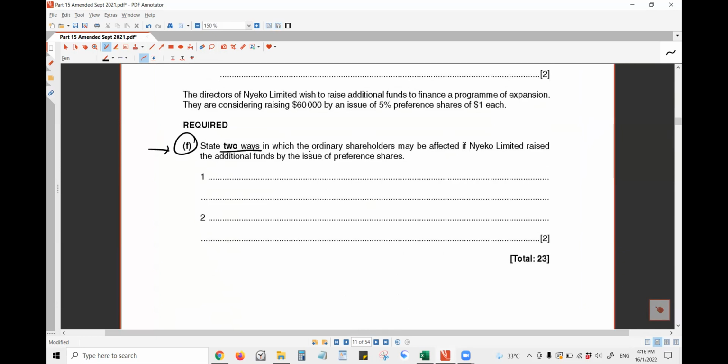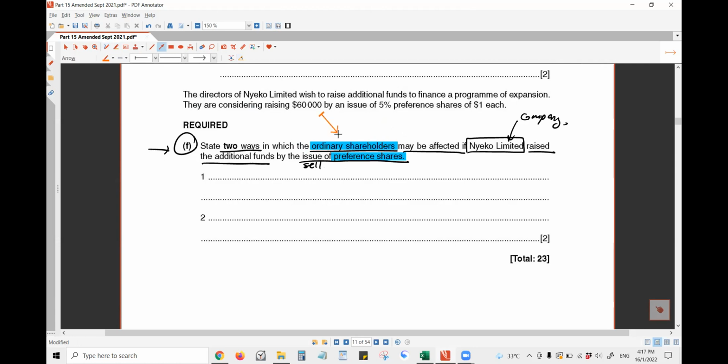State two ways in which the ordinary shareholders may be affected if NECO Limited raises additional funds by the issuing of preference shares. Whenever you see the word limited, it indicates that it's a company. Raise additional funds means getting money. Issue means sell. So it is comparing between ordinary shareholders and preference shareholders. They ask you, if the company issues preference shares, what would happen to the ordinary shareholders?